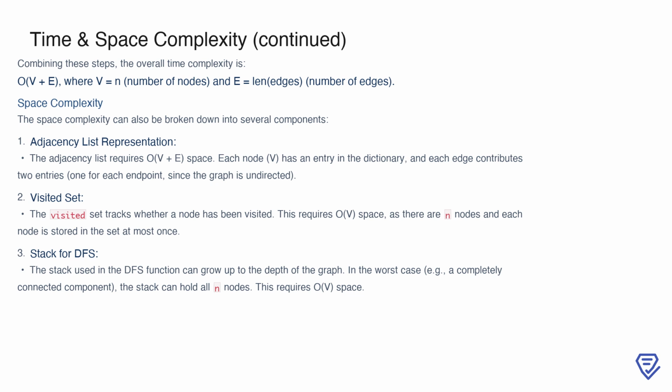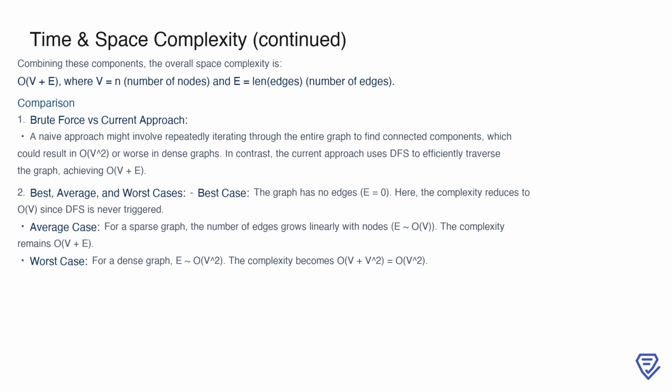Finally, the stack used during the DFS traversal can grow up to the depth of the graph. In the worst-case scenario, where the graph is one large connected component, the stack could hold all V nodes, requiring O(V) space. These components together contribute to the overall space complexity. Combining the contributions from the adjacency list, the visited set, and the DFS stack, the overall space complexity of the solution is O(V plus E), where V is the number of nodes and E is the number of edges.